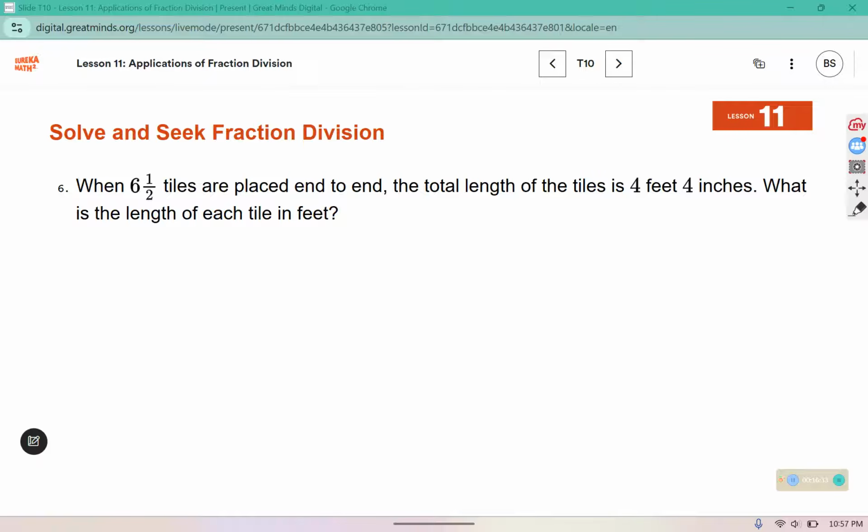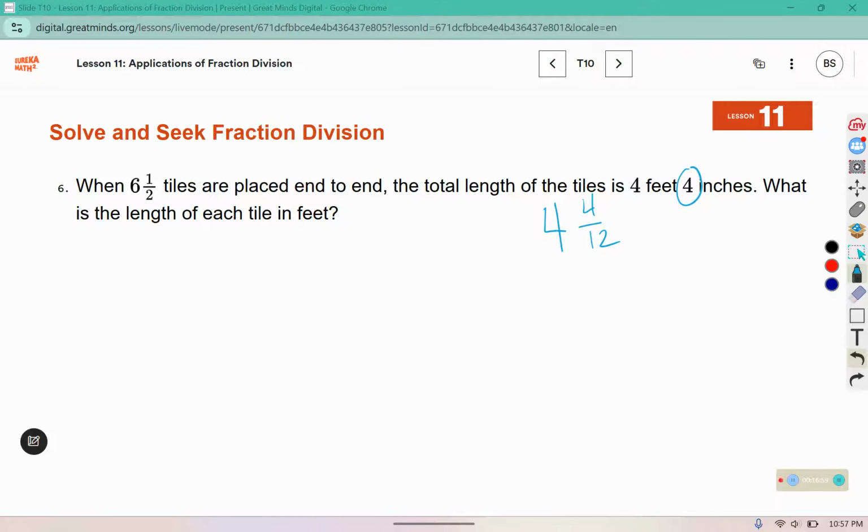When 6.5 tiles are placed end to end, the total length of the tiles is 4 feet 4 inches. What is the total length of each tile in feet? Okay, so this is 4 feet 4 inches. There are 12 inches in a foot. So we can rewrite this as 4 and 4/12 of a foot.